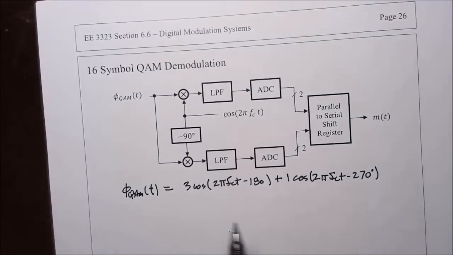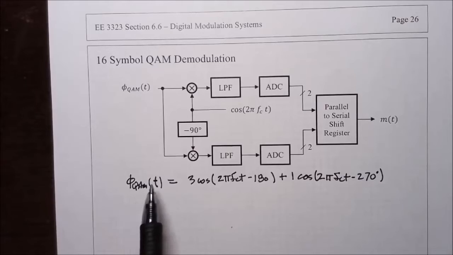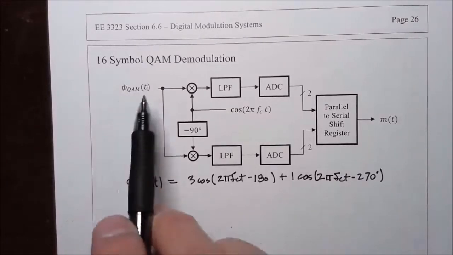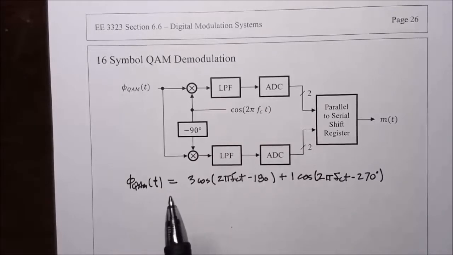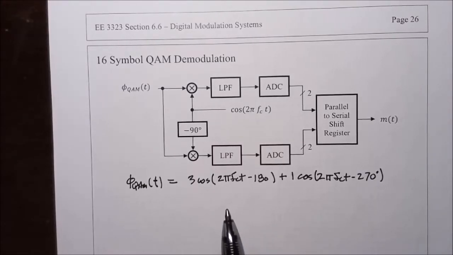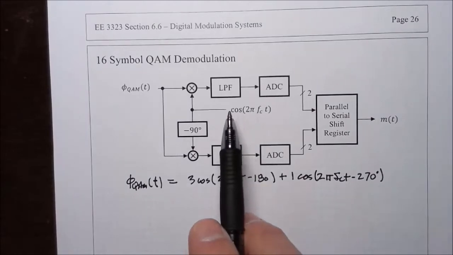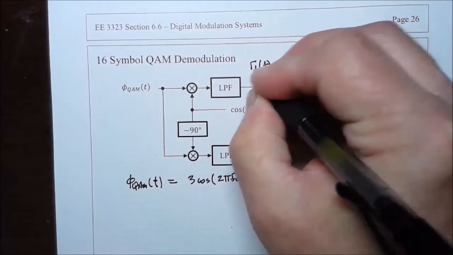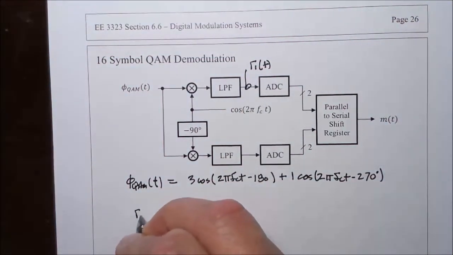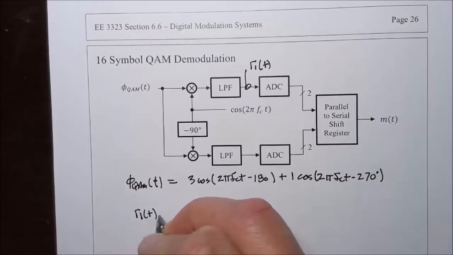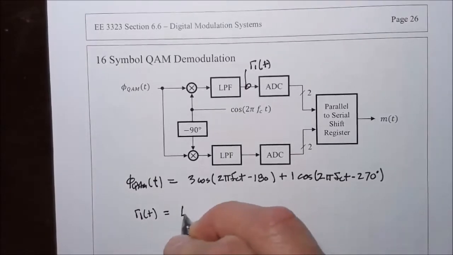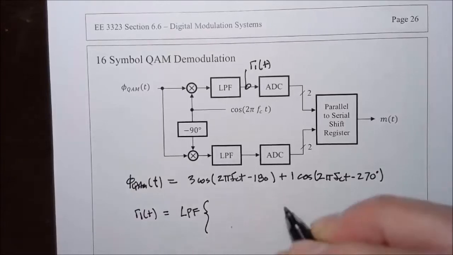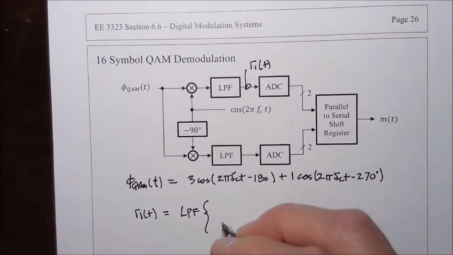Okay, so this is the quadrature AM signal for a particular symbol, and I want to see what symbol that is by the process of this synchronous demodulation. So the signal is applied to a mixer and mixed with this cosine passed through a low-pass filter. Let's call this signal R1 of T. Make R1 of T equal to the low-pass filtered version of this signal.